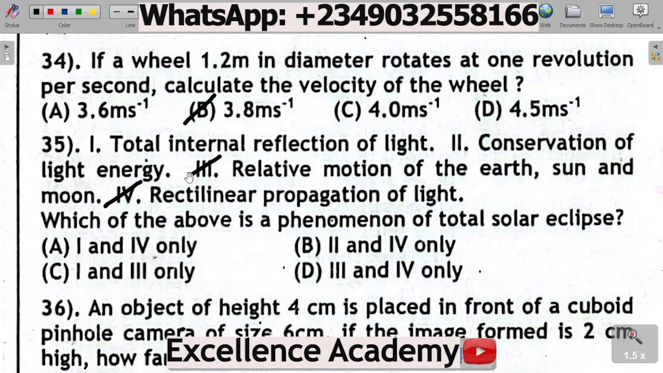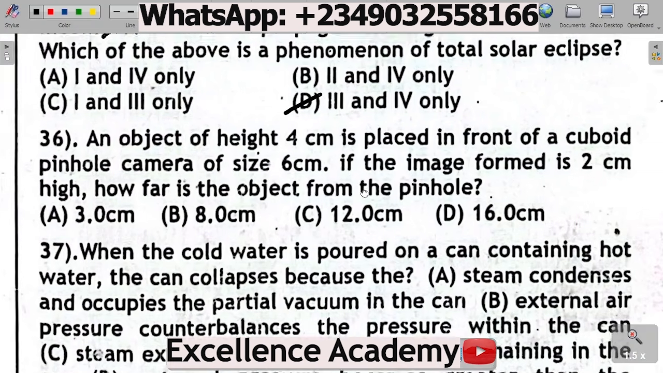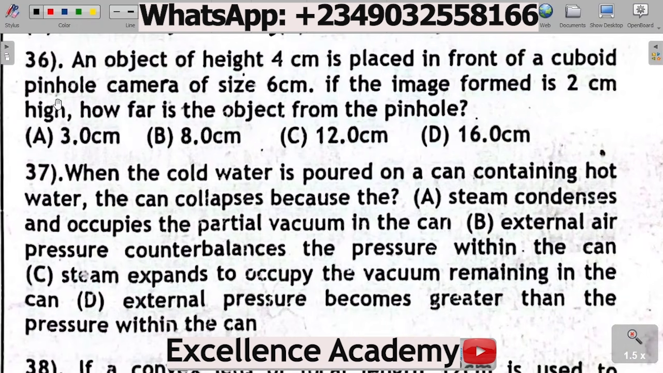So the correct answer there is III and IV only. So option D is the correct answer. All right, next up, moving on, question number 36.